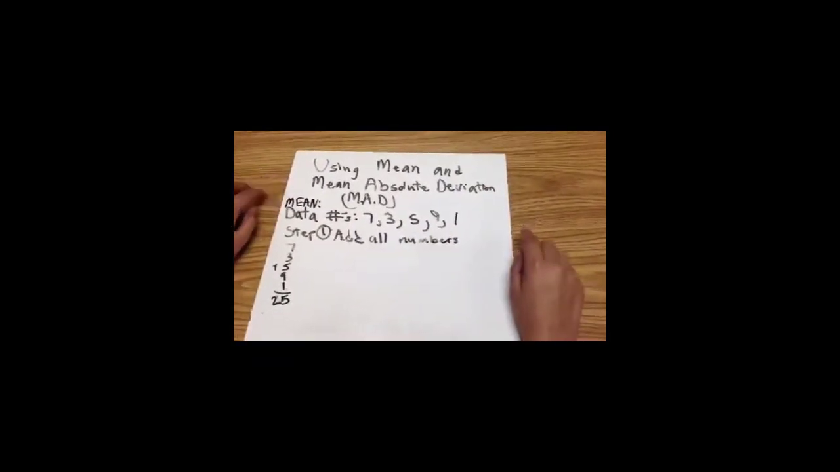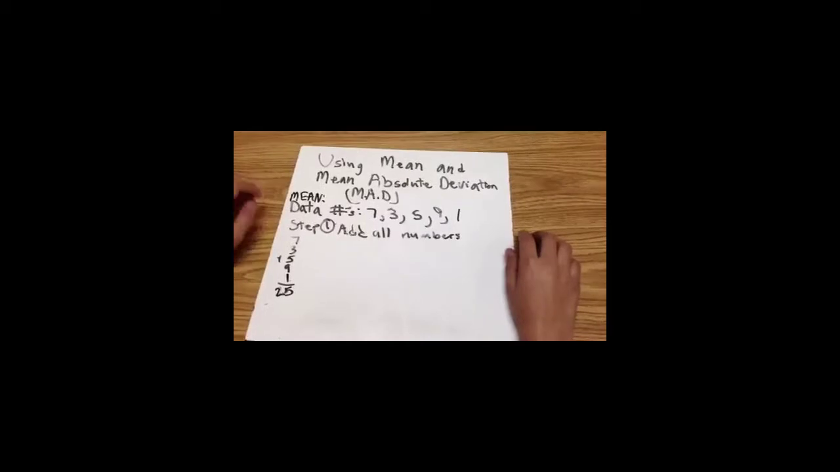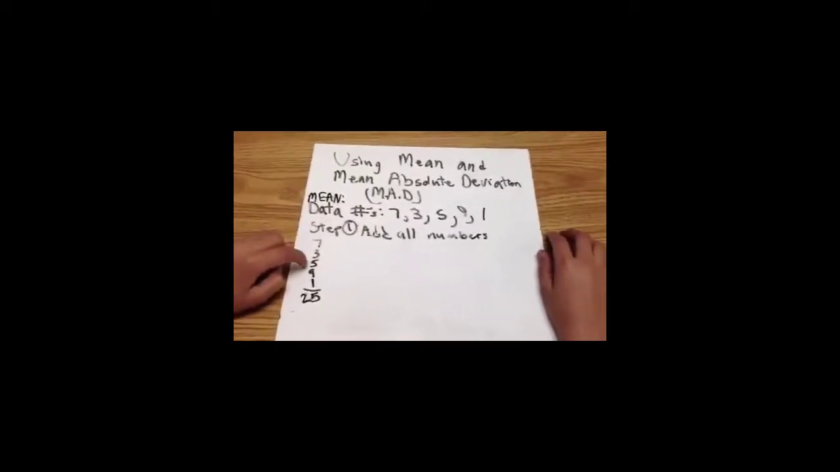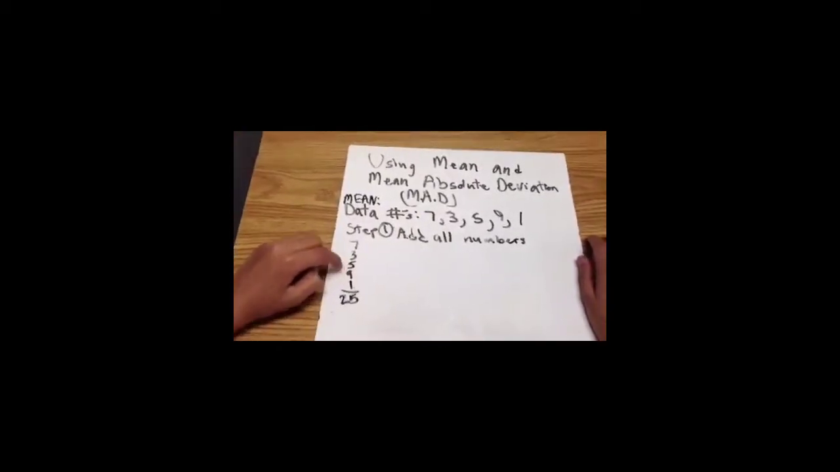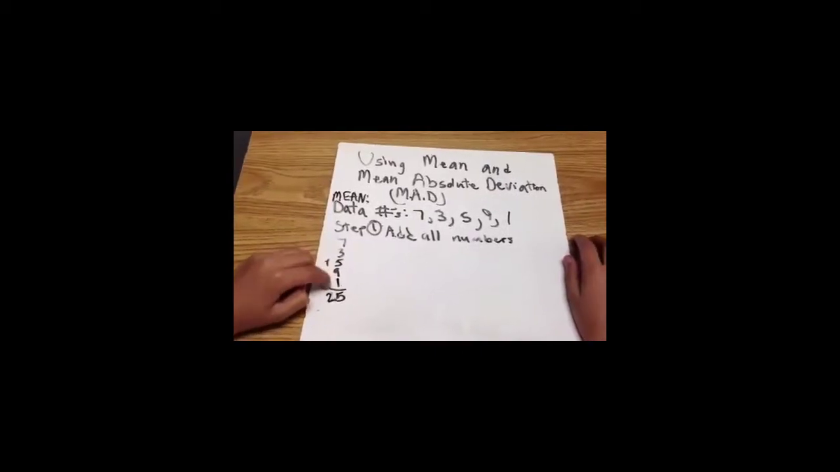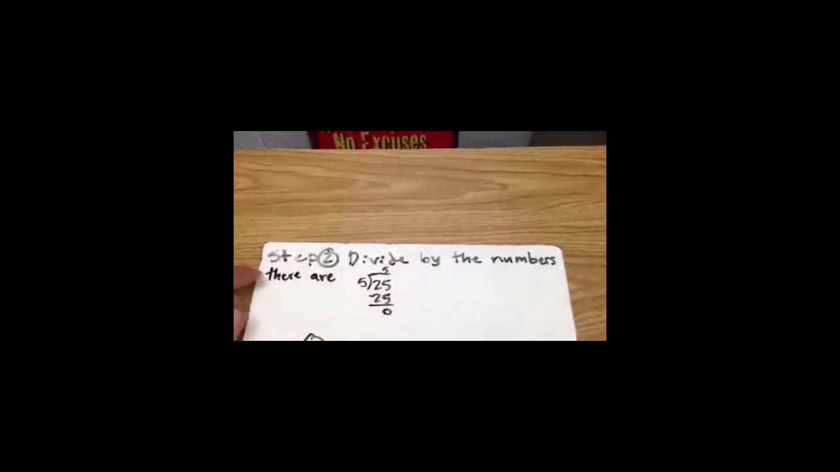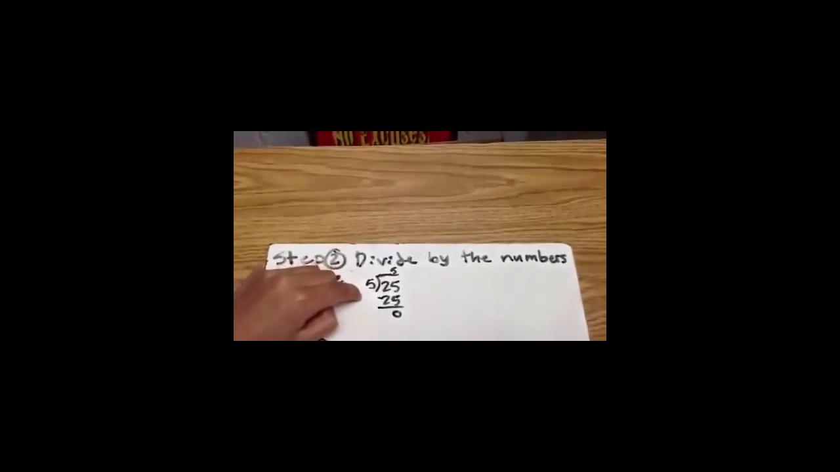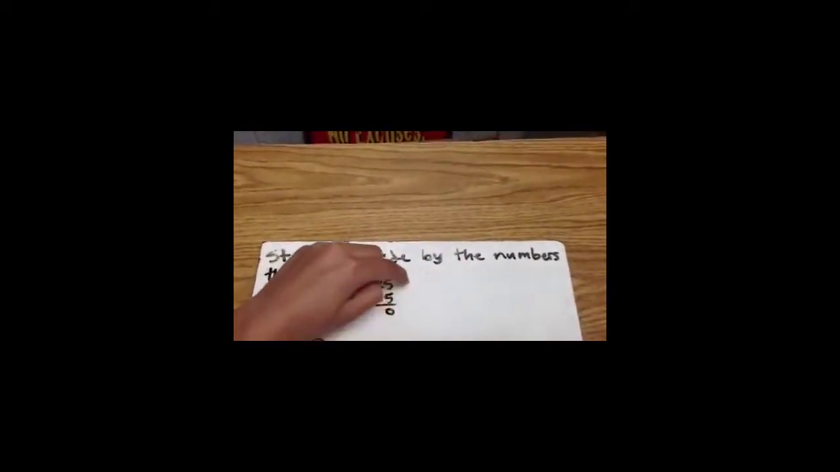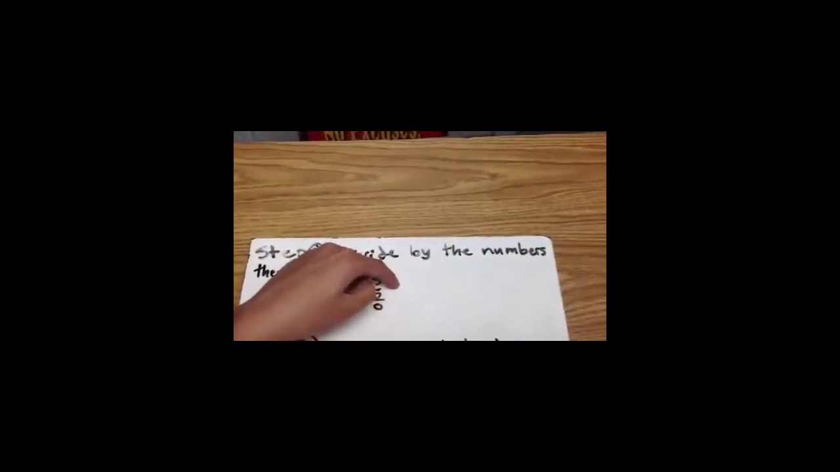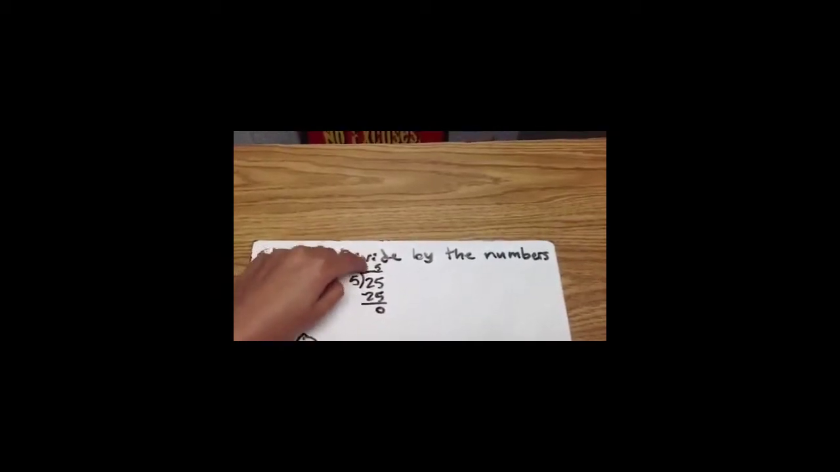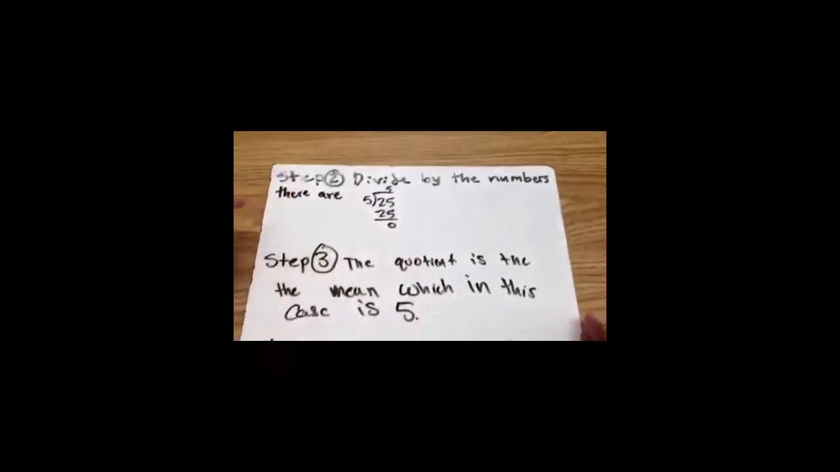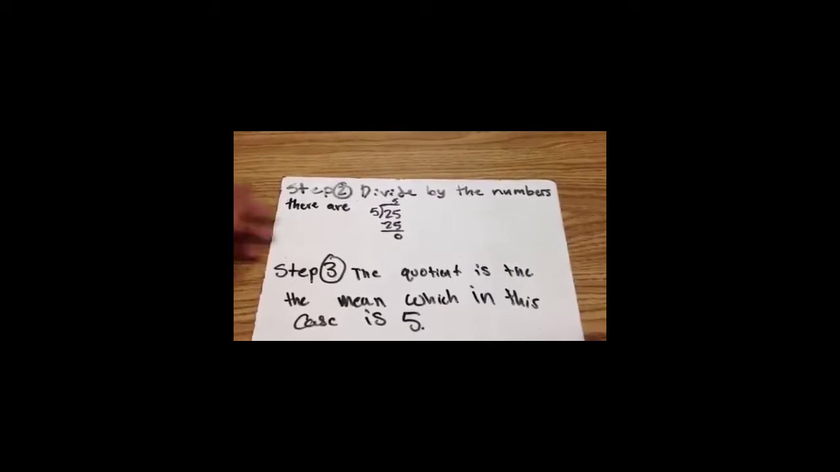Now step 1 is to add all the numbers up. So 7 plus 3 would be 10, plus 5 which would be 15, plus 9 which is 24, plus 1, 25. Now the next step 2 will be to divide by how many numbers there are. So there are 5 numbers in the data set, which you divide the sum of the numbers by. So the quotient would be the mean, which in this case is 5.